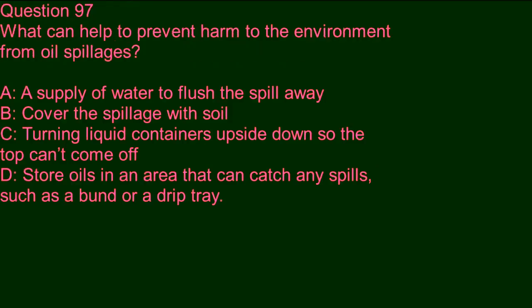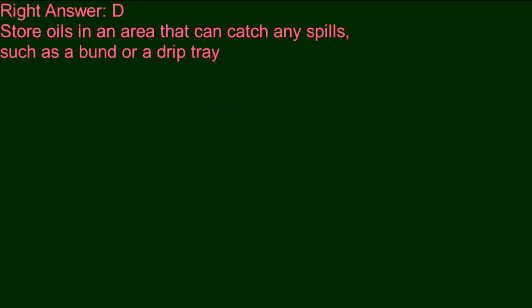Question 97. What can help to prevent harm to the environment from oil spillages? A. A supply of water to flush the spill away. B. Cover the spillage with soil. C. Turning liquid containers upside down so the top can't come off. D. Store oils in an area that can catch any spills, such as a bund or a drip tray. Right answer, D. Store oils in an area that can catch any spills, such as a bund or a drip tray.